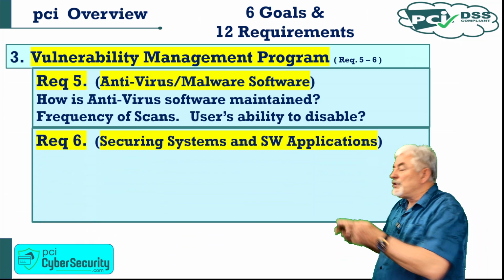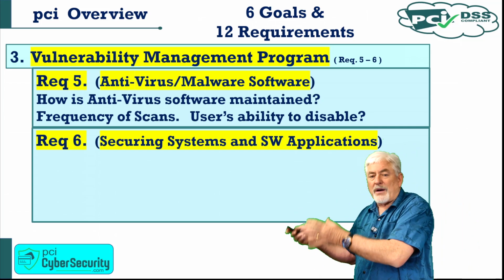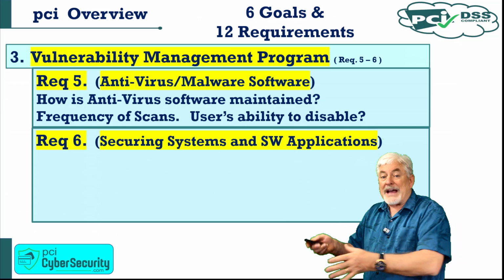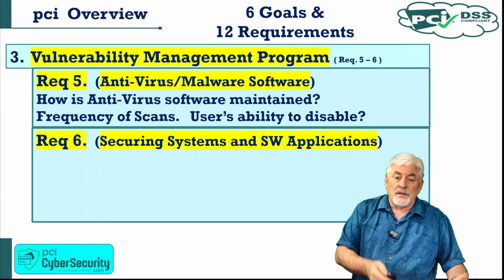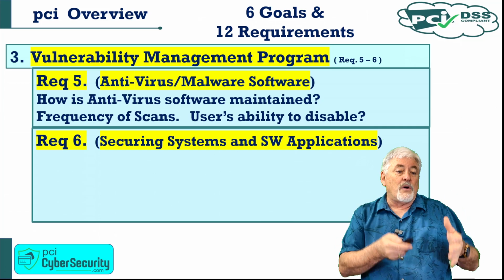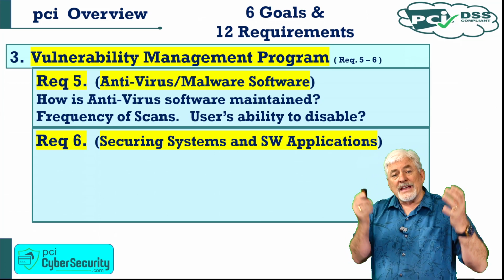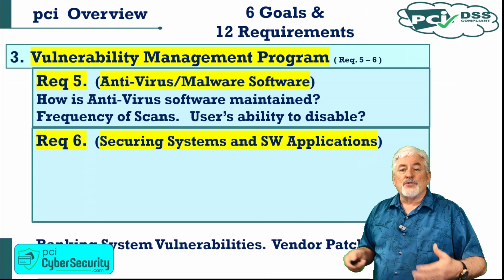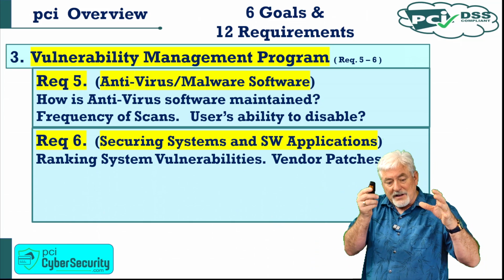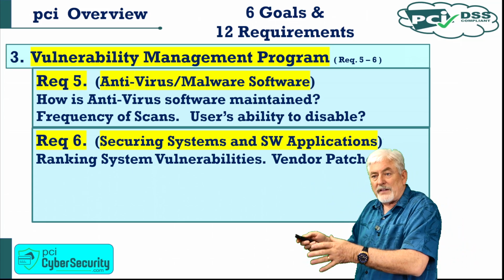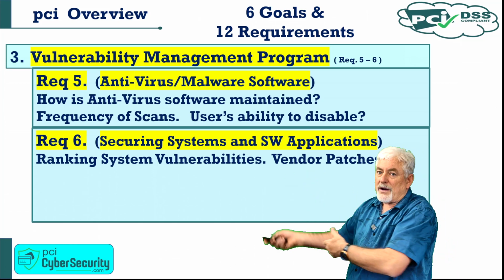Requirement 6, securing systems and software applications. And that's whether it's a software application that you've bought off the shelf and you need to update with patches as vulnerabilities are found out there on the internet, or this is also going to deal with your own in-house development team. So if you've got programmers inside of your company, it's going to talk about how to write code properly. So you're going to rank your vulnerabilities in-house, whether it's software that you have purchased or software that you've developed, and then you're going to apply vendor patches to the stuff that you've bought off the shelf.